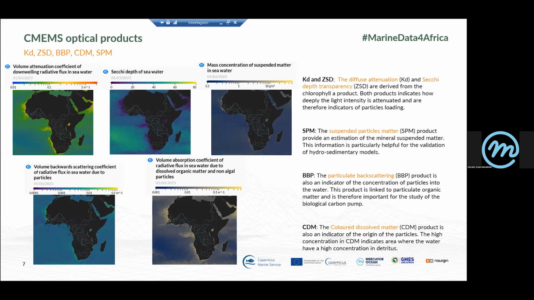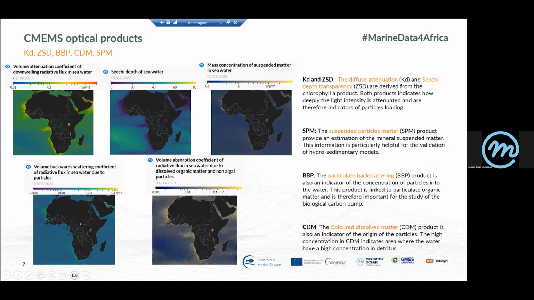For the physical part, this thickness governs the convective circulation, and for the biological part, this indicates the layer in which phytoplankton can grow. The other parameters which are listed are the suspended particulate matter, which indicates the concentration of sediment particles. You have also the particulate backscattering coefficient, the BBP. This parameter is also an important one, as for instance, in the open ocean, it can be related to the concentration of particulate organic carbon.